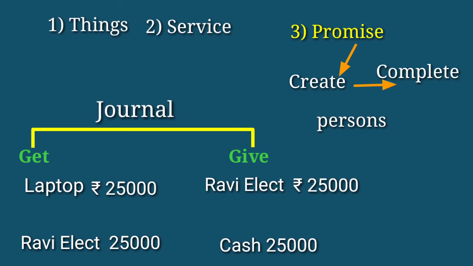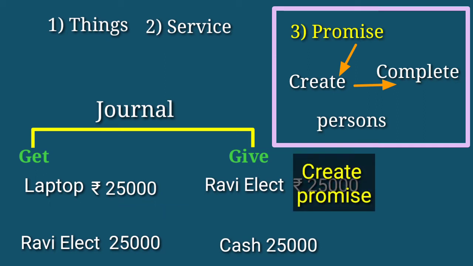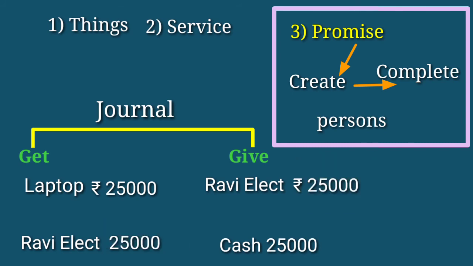This is the concept. When we give the promise to anybody, at that time the person's name we can write here, and here laptop is debit and Ravi Electronics credit. And when we settle Ravi Electronics, just reverse it. Get Ravi Electronics and give cash. So Ravi Electronics debit and cash credit. Here first we create the promise and then complete the promise, right? Next we can go to another example.